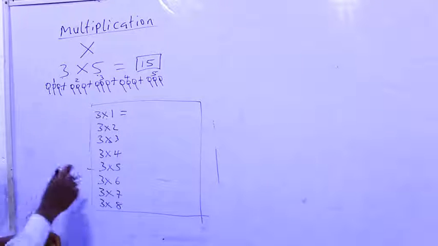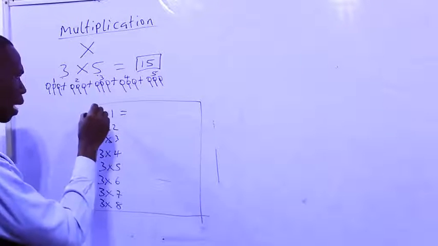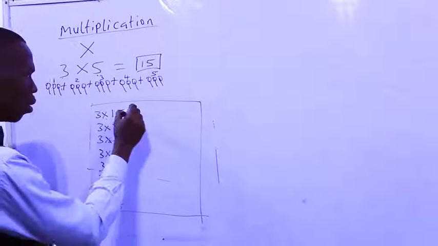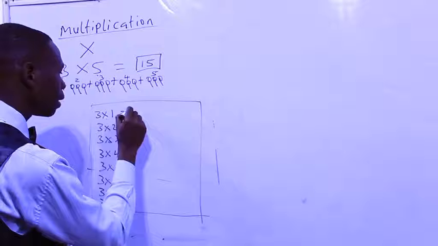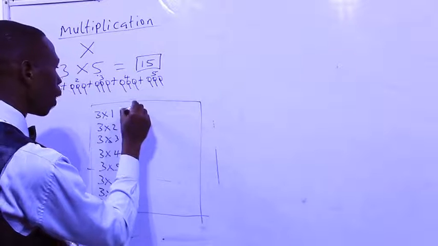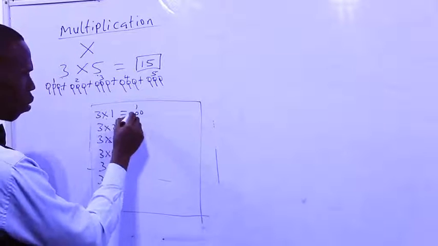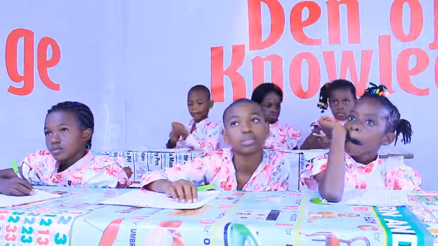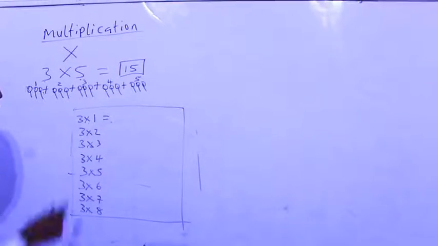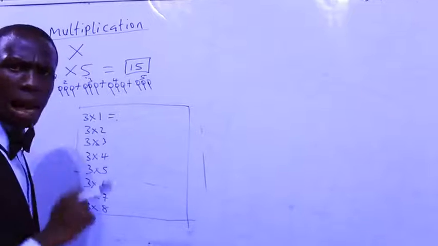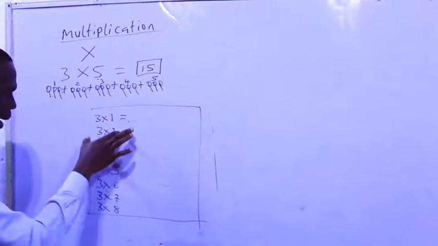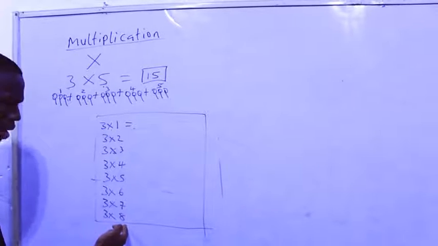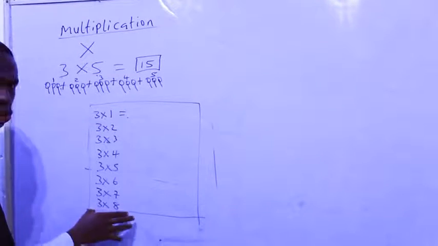3 times 1 means 3 into 1 place. I can count it outside the box so that I will be putting my answer. 3 times 1 means 1, 2, 3. Let's count. 1, 2, 3. This is what is called a multiplication table. But I just want to do only 3 times. I can count 3 times until I am tired. 3 times 8, I'll stop here.